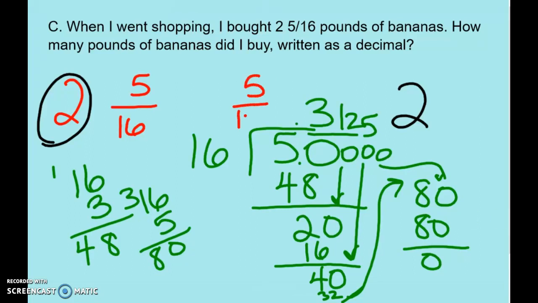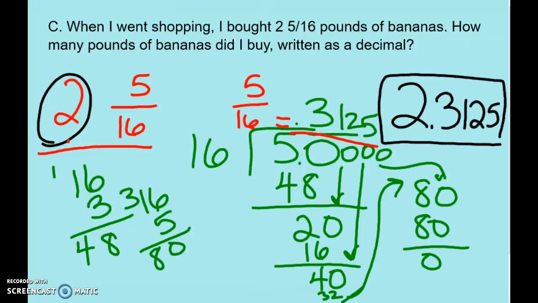5/16 is equal to that decimal here, okay? But our problem asked, how many pounds of bananas did I buy written as a decimal? We have that 2 out in front still. So it's going to be 2.3125. And that will be my final answer. Okay? So don't forget those whole numbers out front.